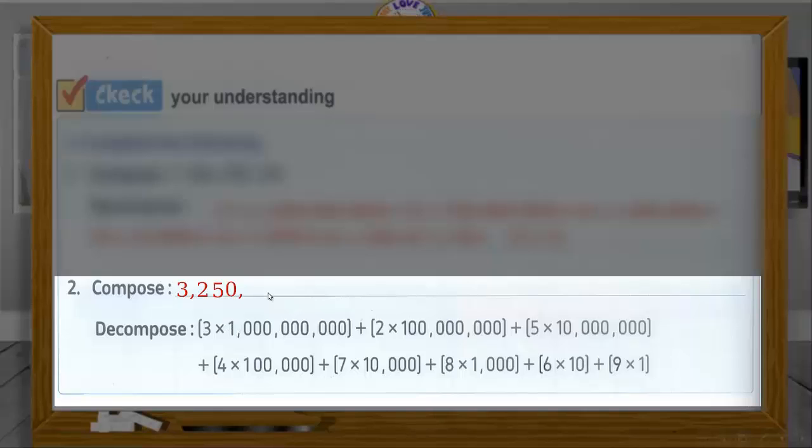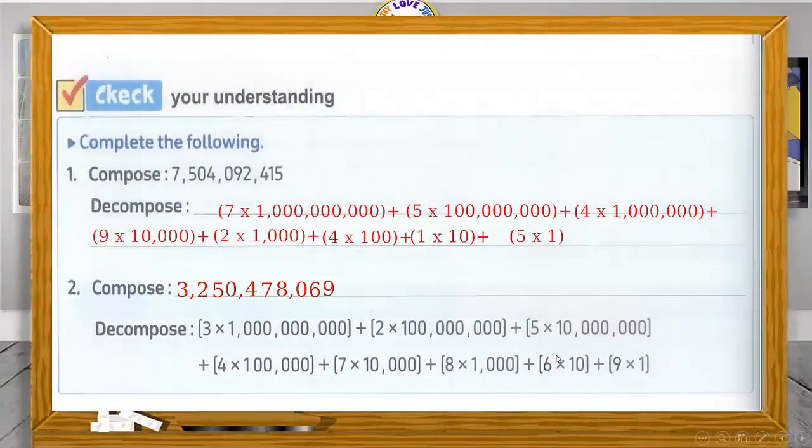In the 100 thousands place, write 4. In the 10 thousands place, write 7. In the 1,000 place, write 8. Next period, 6 times 10. That means in hundreds, nothing, you should put 0. And 6 in tens. 9 times 1 means 9 in the ones place.